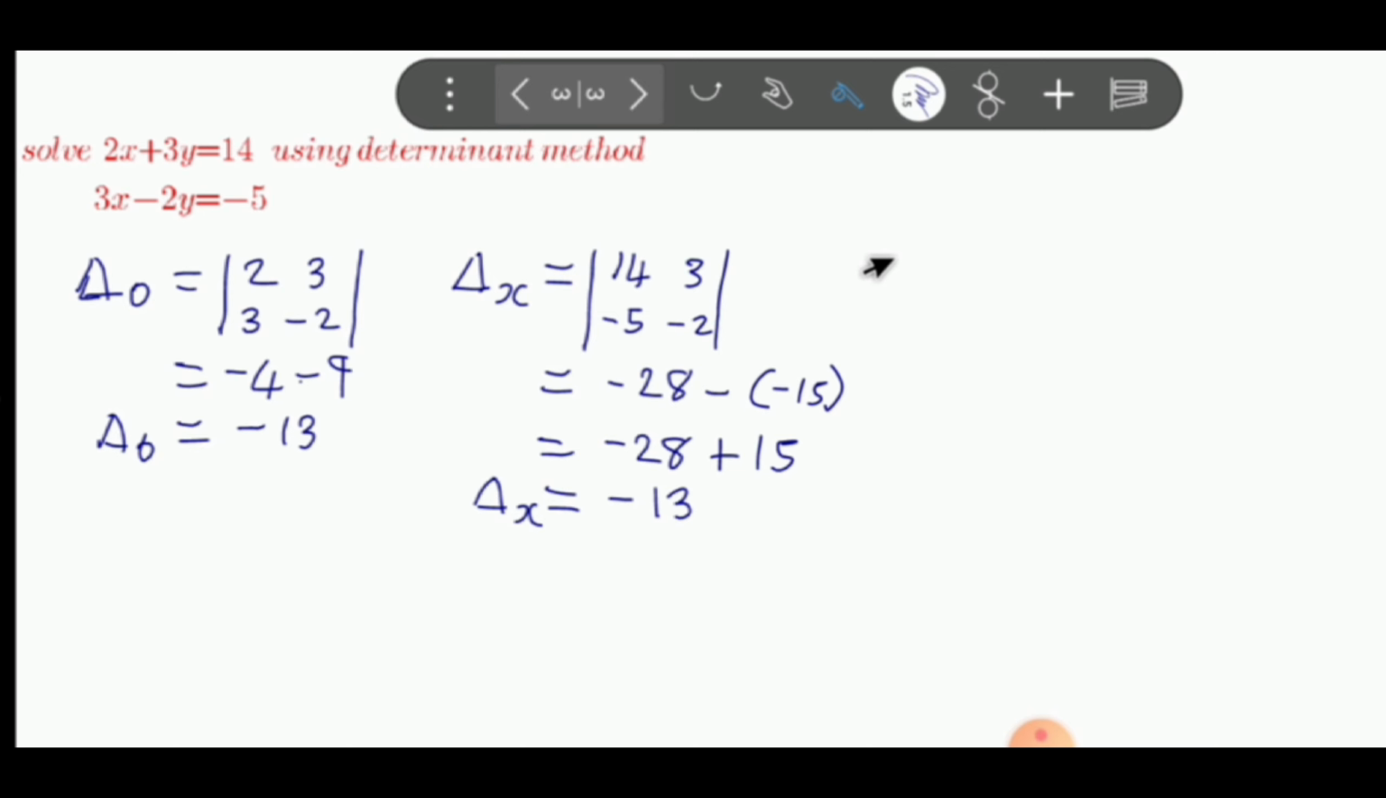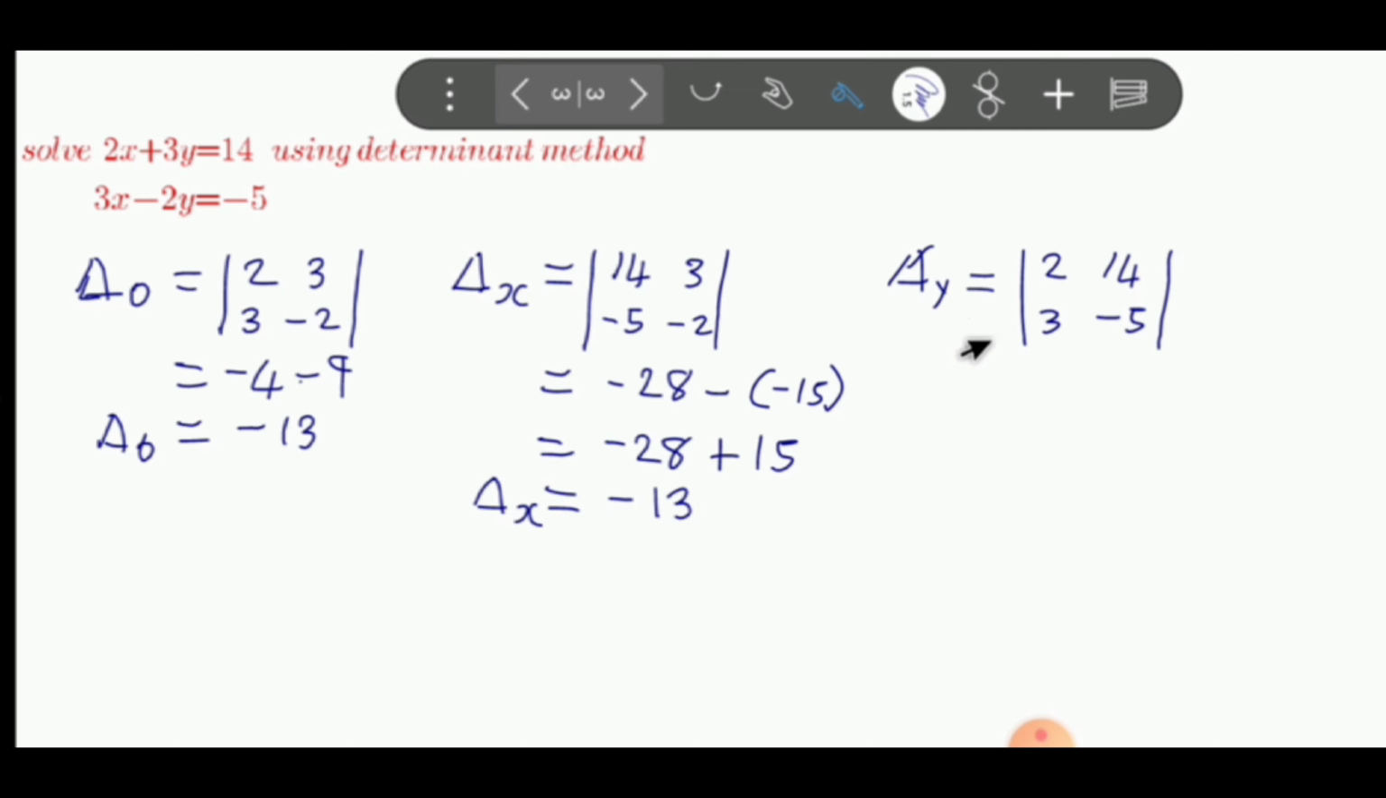So then let's look for change in y. Change in y will now be, draw our line. So I'll put the coefficient of x, which is 2 and 3 here. 2, 3. Then instead of this 3 and minus 2, 3 and minus 2 in this place, I'm going to replace it with what? 14 and minus 5. So see, 14 and minus 5. Then we close it down.